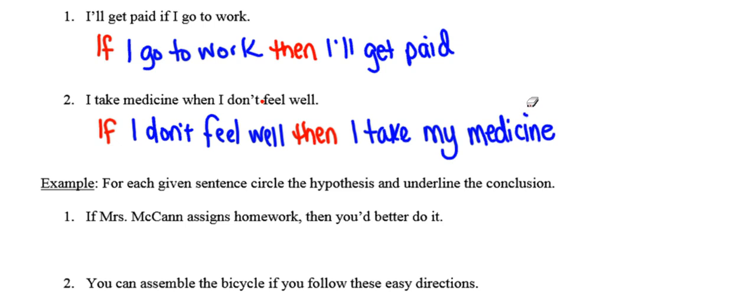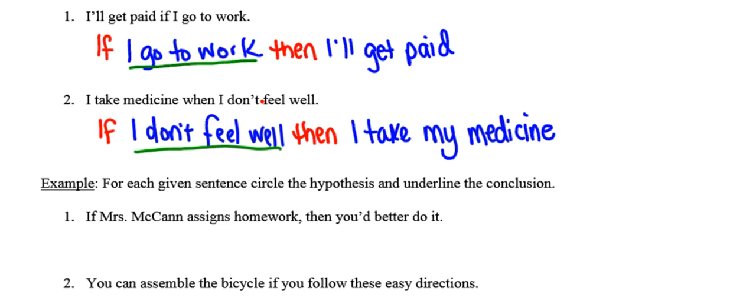In the beginning of the video, I talked a little bit about hypothesis and conclusion. And we're going to circle back to that now at this point. Hypothesis is always the beginning part of the sentence. What comes after the word if? So what is the condition or the criteria that needs to be met? In the first example, the criteria that needs to be met is that I go to work. The second example, the criteria that needs to be met is I don't feel well.